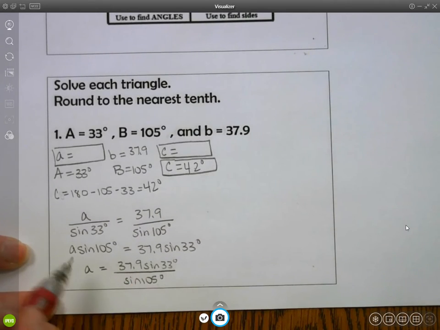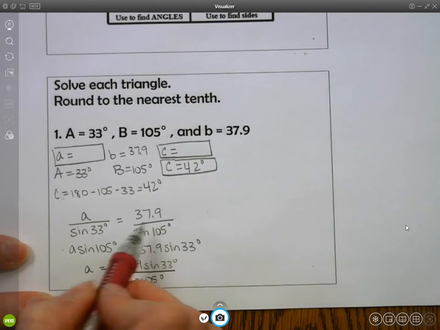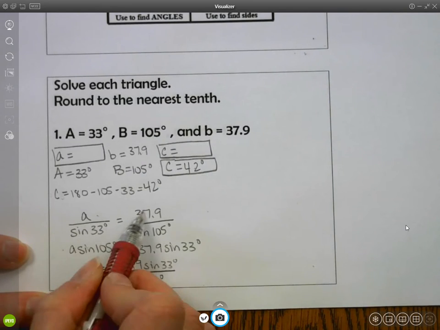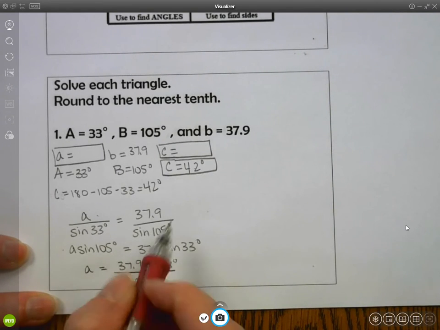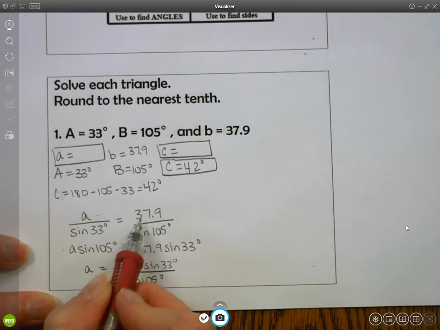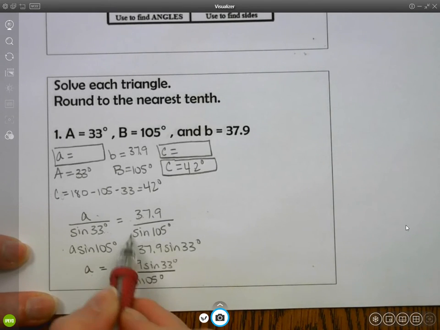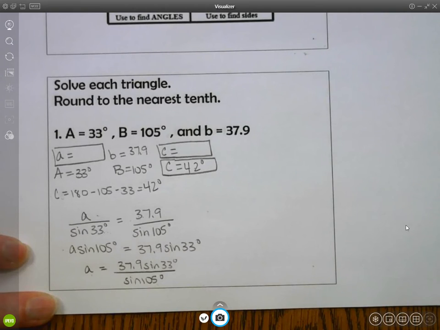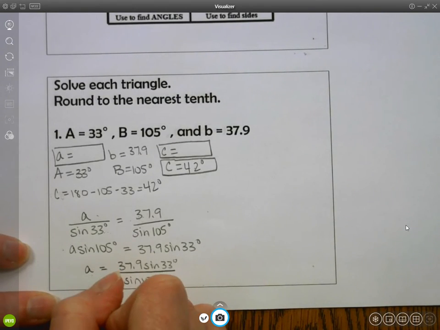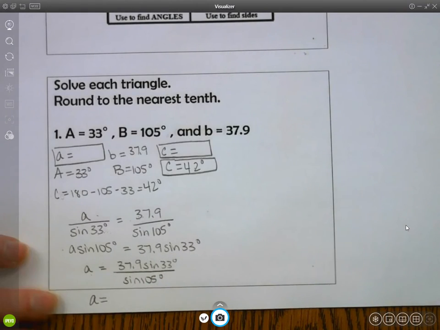I also usually don't write this step down. I just know that I'm going to cross multiply and then divide by the extra guy. So I know that A is going to equal, multiply the diagonal where there's stuff there, divide by the one who's opposite what you're looking for. All right, so typing this in my calculator, I can figure out side A.